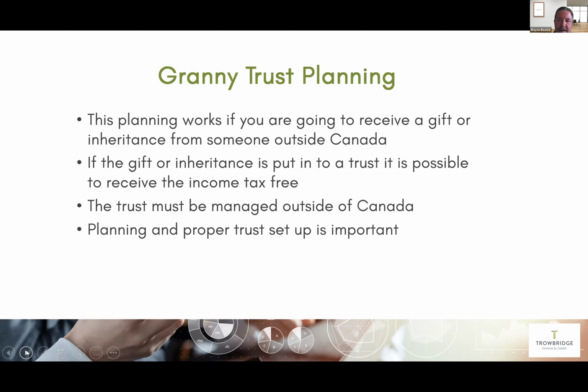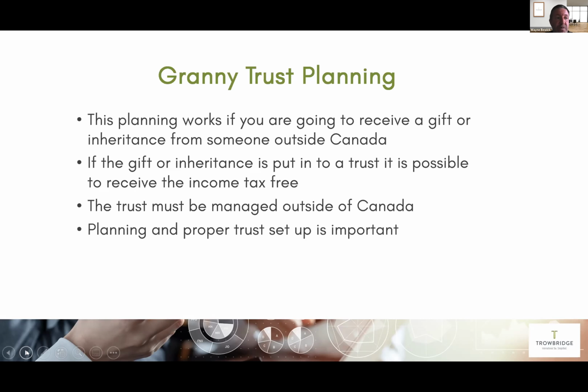Instead of receiving the inheritance directly, if it goes into a trust, you can pay the $50,000 out in the subsequent year, and it's deemed to be a payment of capital and not taxable. So this doesn't work in a lot of situations, but if you are going to inherit money, it doesn't have to be from a grandmother, they call it granny because it used to always be the grandmother, I guess, that the money came from, but it can actually be anyone: your brother, your sister, aunts or uncles or parents.